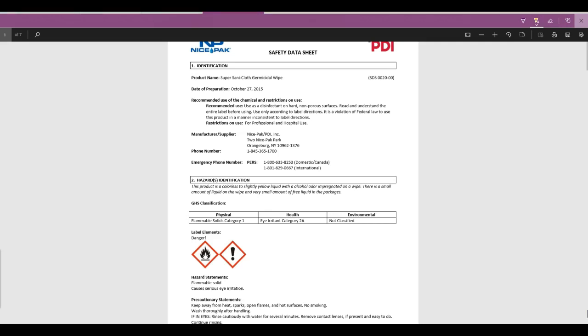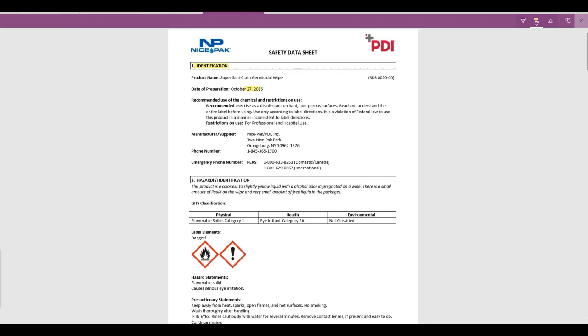The first section of the safety data sheet shows you that the product name is Super Sani Cloth germicidal wipe. The date for this particular cylinder of Sani wipes was October 27th, 2015, and it tells you the recommended use of the chemical and the restrictions for use. It's recommended to be used as a disinfectant on hard, non-porous surfaces, and so on and so forth. It tells you that it's a violation of federal law to use the product in a manner that's inconsistent with the label directions. It is for professional and hospital use.